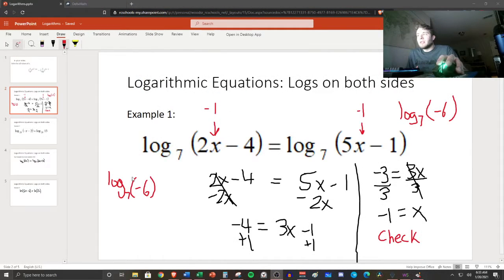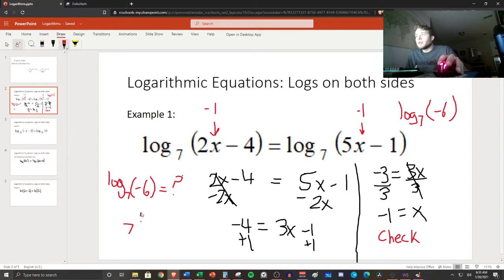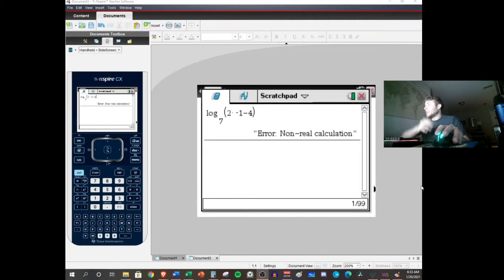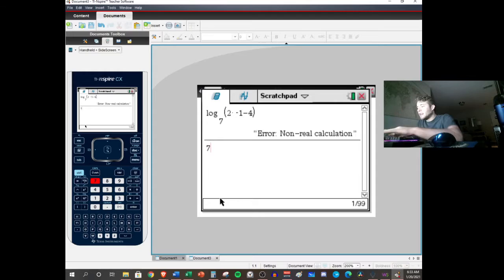If I go back over to this logarithm, if we change this into an exponential, we're trying to show what value makes this true, right? The base would be 7. Trying to figure out what the power is that I would raise 7 to get -6. Think about it. Is there a power that exists that I can take 7 and raise it to get a negative?